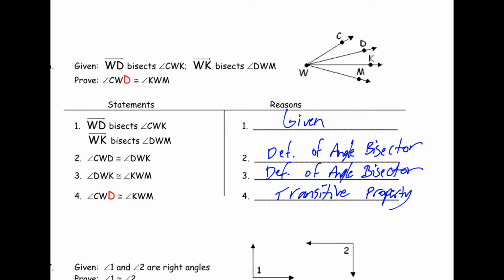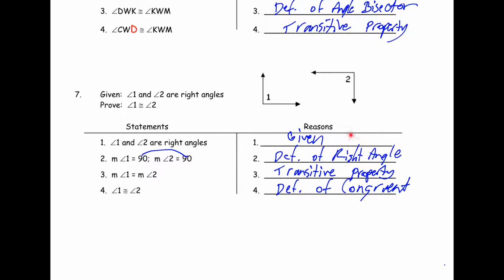For number 6, we're given that these rays bisect the angles. Therefore, by the definition of an angle bisector, it cuts those angles into two equal parts, so we know there's those congruencies. And CWD is congruent to DWK, which is congruent to KWN, so that transitive property says CWD is congruent to KWN.